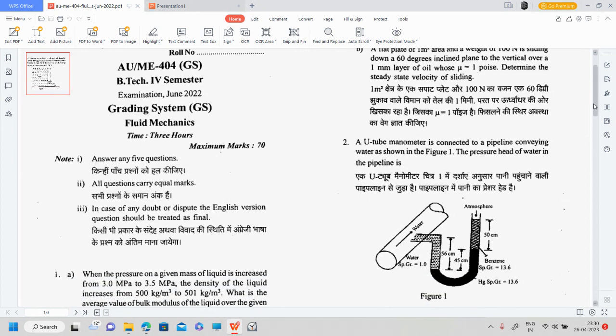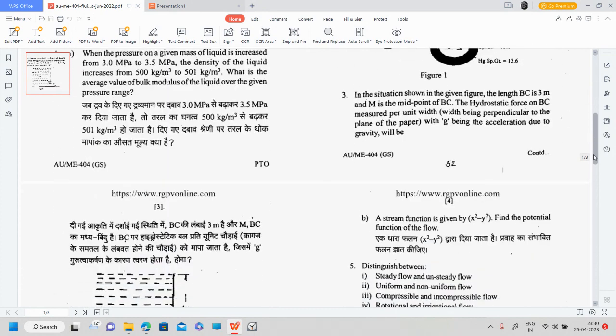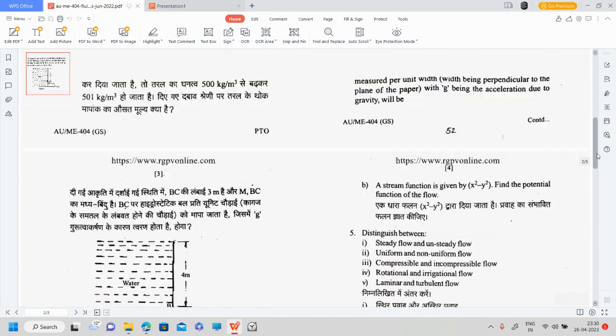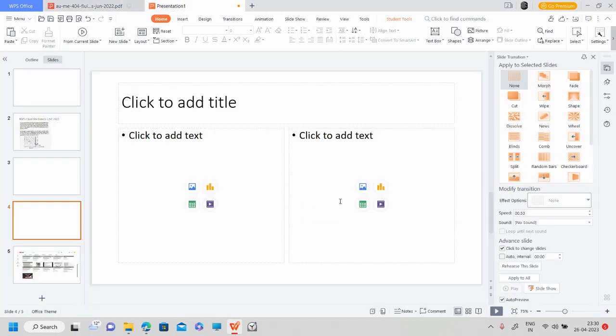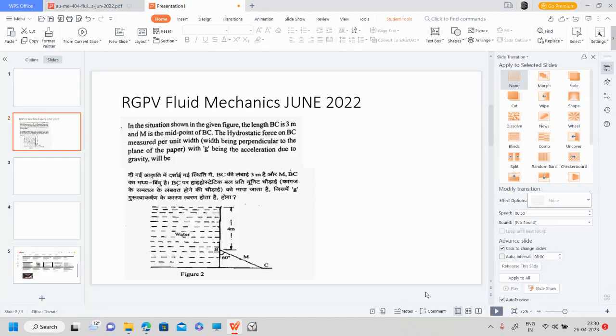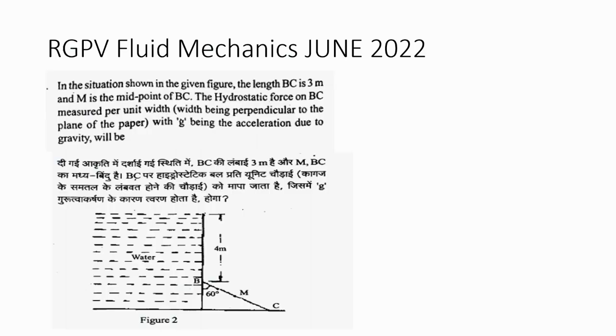Okay, so there are so many questions asked in the RGPV exam. So we start with question number 3 today. This question comes from unit number 1. Okay, so let us see how we solve this numerical.